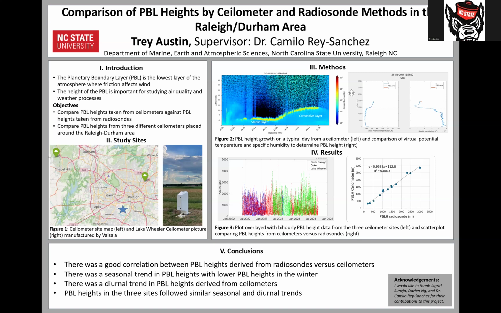And right here is a side-by-side comparison of virtual potential temperature, which is this left graph right here, and then specific humidity, which is this right graph right here. And this dotted line on each graph shows where the PBL height is. And you can see that when there's a sharp virtual potential temperature gradient inversion, lined up with a sharp decrease in specific humidity, that indicates that that is where the PBL height is.